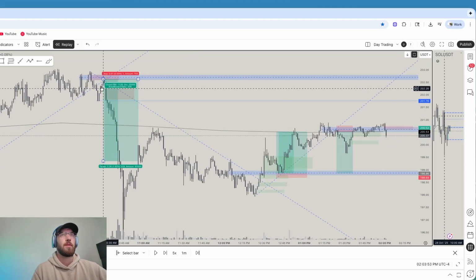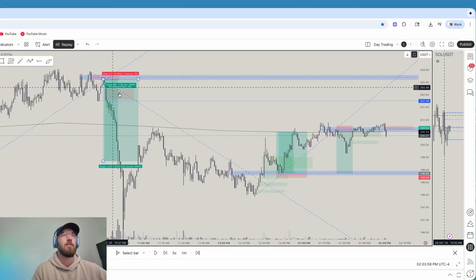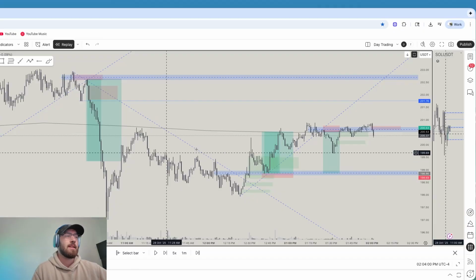Now we can move on to trade number two. In this huge move down, we developed a downward trend with multiple touch points. So this is the next thing I'm looking for.